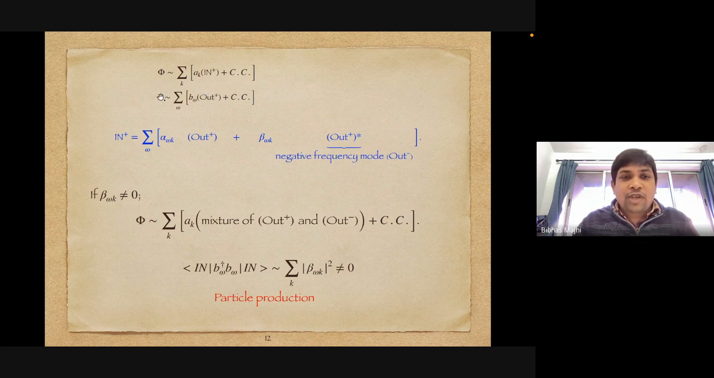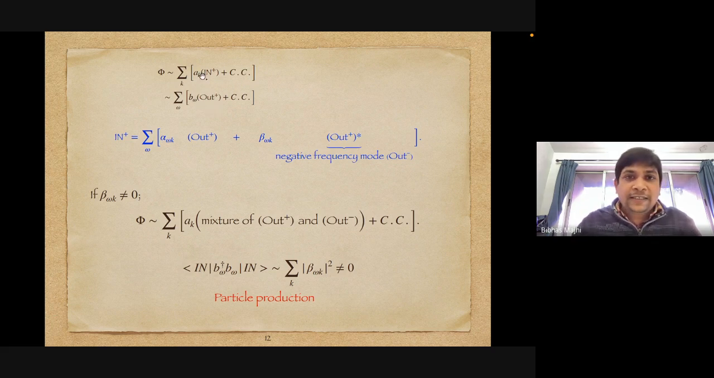And in this case, we have two types of modes. One is incoming, which is at past infinity. Another is outgoing, which is at future infinity. And therefore, the scalar fields can be written in terms of both these two modes, with A corresponding to the incoming modes and B corresponding to the outgoing modes.